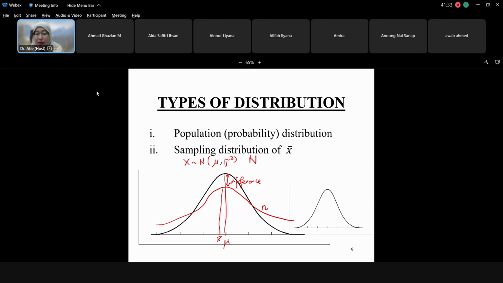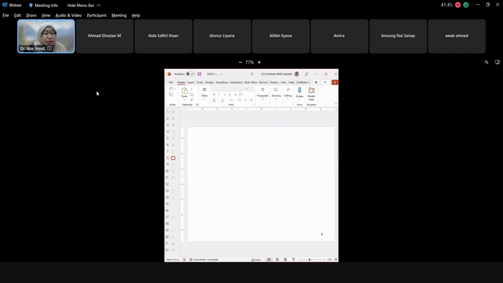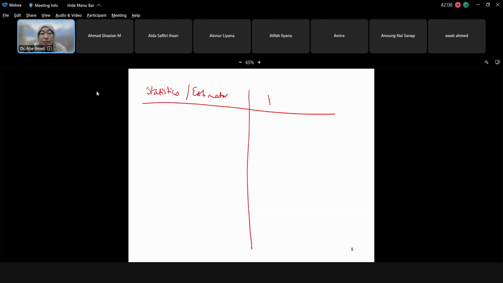All right, before I forget, there is one table that you need to fill in on page 57. So, statistic, estimator, and then we have parameter.